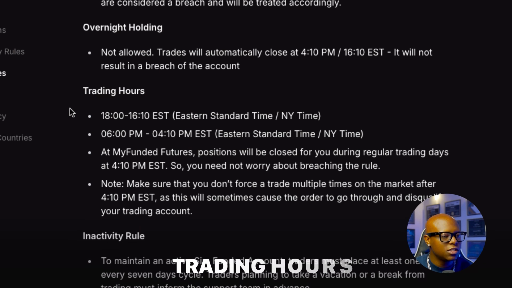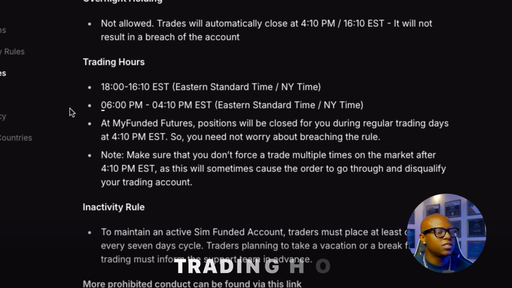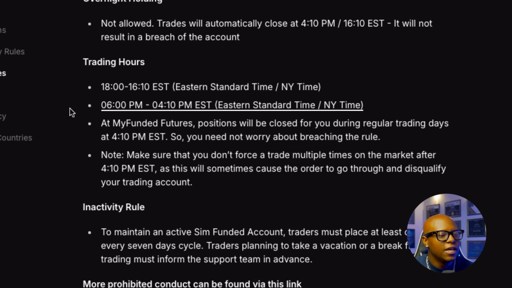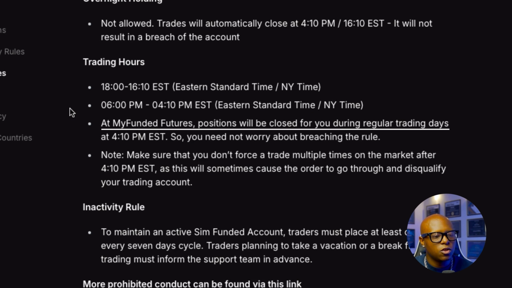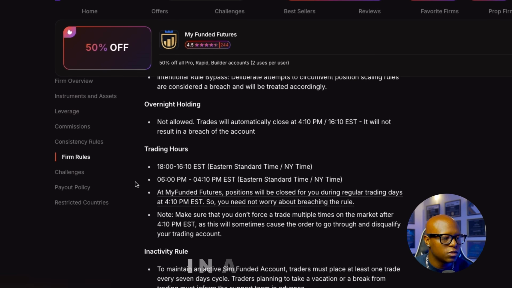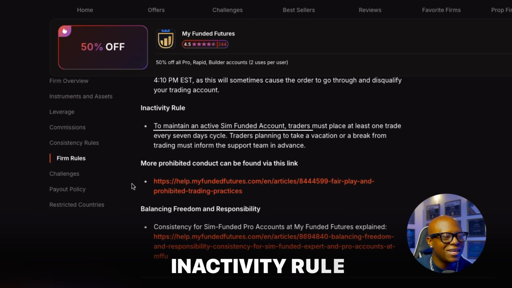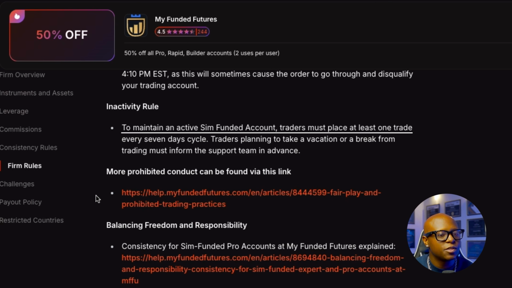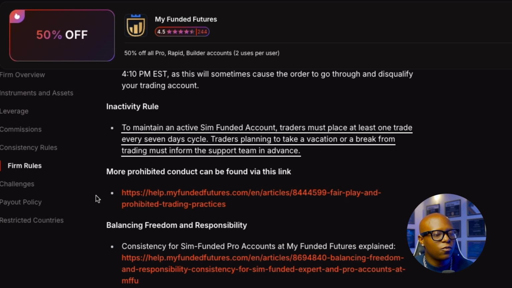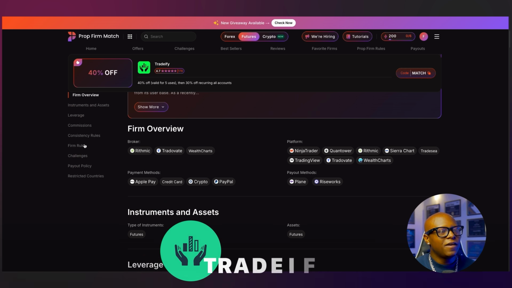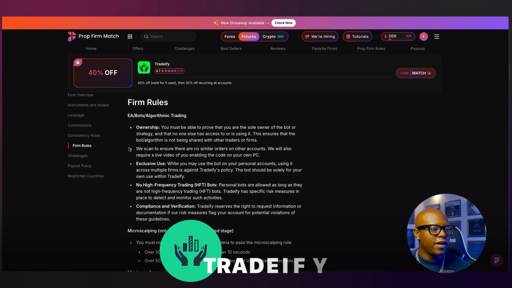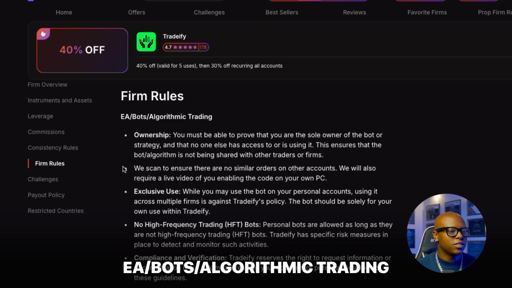For their trading hours, this is going to be 6 p.m. Eastern Standard Time to 4 p.m. Eastern Standard Time. It says that MyFunded Futures positions will be closed for you during the regular trading days at 4:10 p.m. Eastern Standard Time, so no need to worry about breaching any of the rules. In terms of their inactivity rule, to maintain an active sim funded account, traders must place at least 1 trade every 7-day cycle. Traders planning to take a vacation or a break from trading must inform the support team in advance. Now finally, taking a look at the rules for Tradeify here, it says EA bots, algorithmic trading.